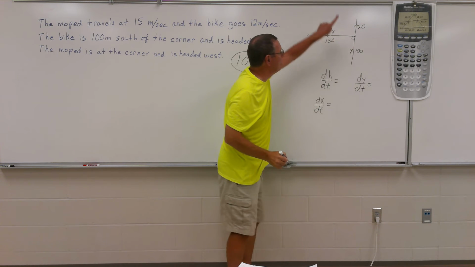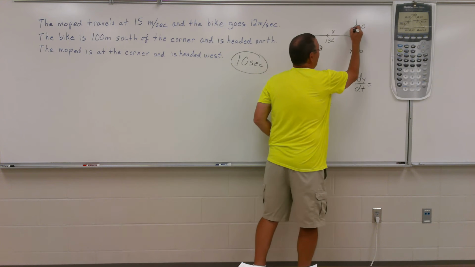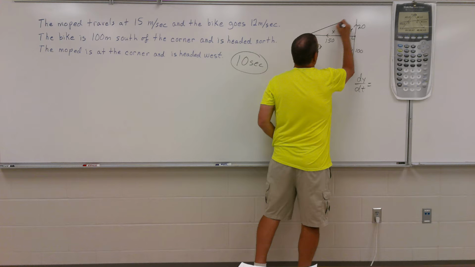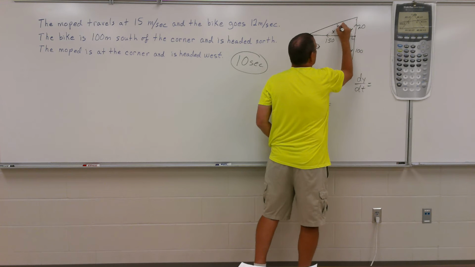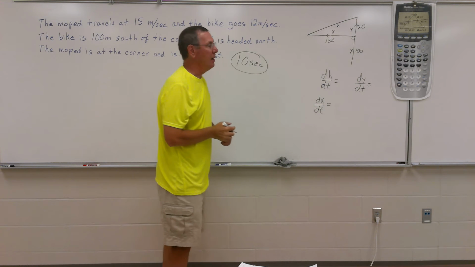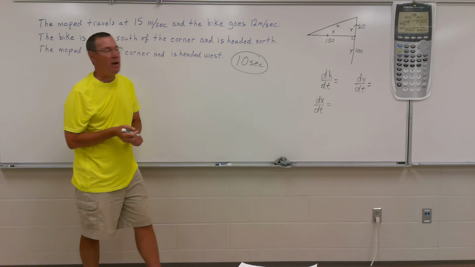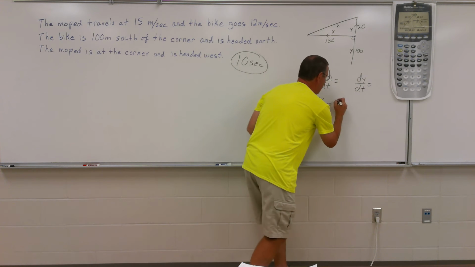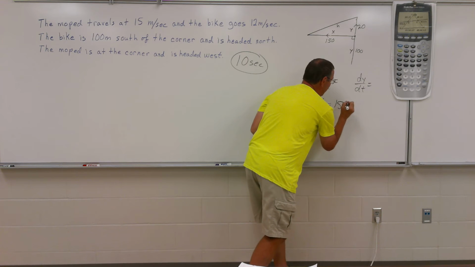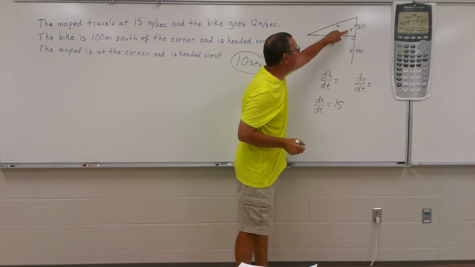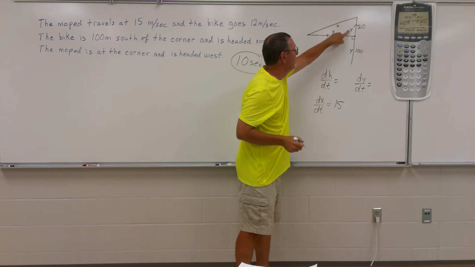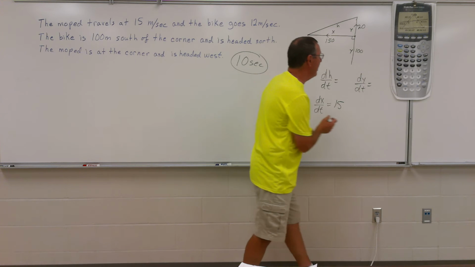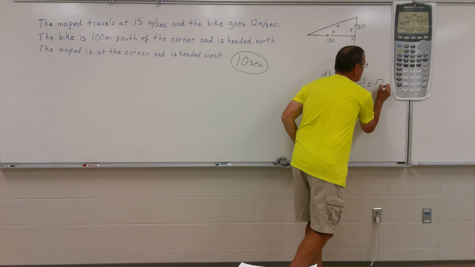And the bicycle is going that way. That's going to be my Y. And of course, there's my hypotenuse again. The dH/dt is what we're trying to find. My X is getting bigger. The moped is going 15 meters per second. So that's going to be positive 15. This time my Y is getting bigger. At 10 seconds, that Y is getting bigger, so dy/dt would be a positive 12.